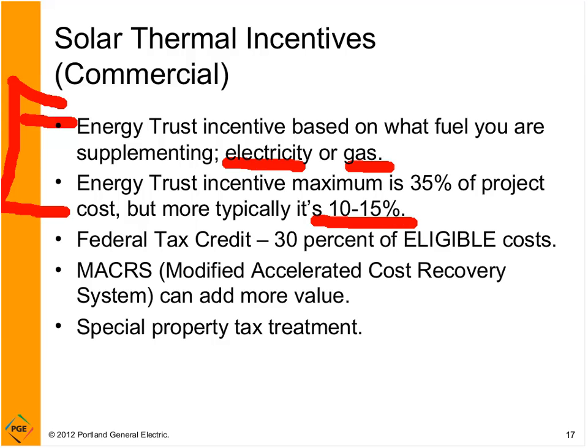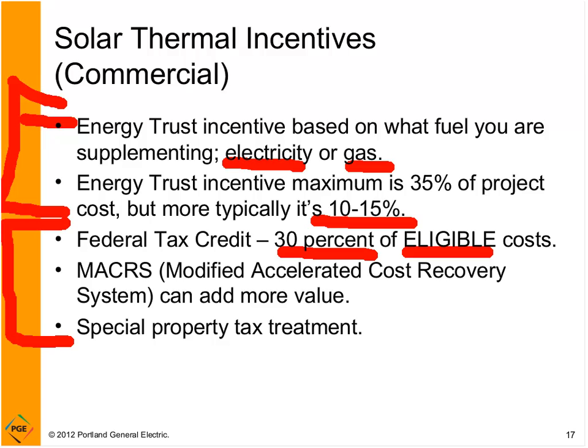The next one is federal tax incentives. There is a 30% tax credit, so that comes right off your taxes due. That tax credit is 30% of eligible costs, so please be aware that it's not the first cost, it's the cost that's eligible for the tax credit. Basically, that means you have to subtract your Energy Trust incentive from your total cost before you calculate your federal tax credit.